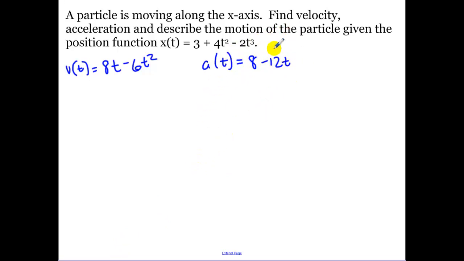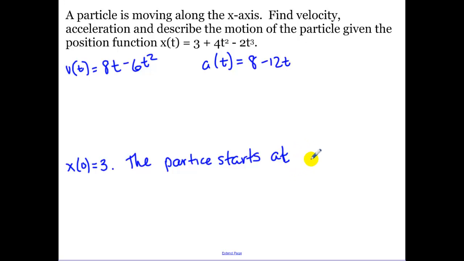Okay, to describe the motion of the particle, we first have to figure out where it starts. So x of 0, at time t equals 0, is equal to 3. So the particle just starts at a position of 3. Okay, now we need to figure out which direction it's moving. We look at our velocity curve for that.